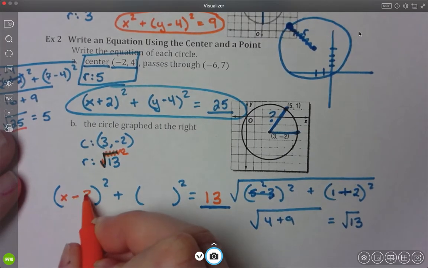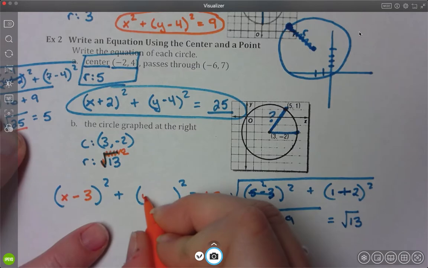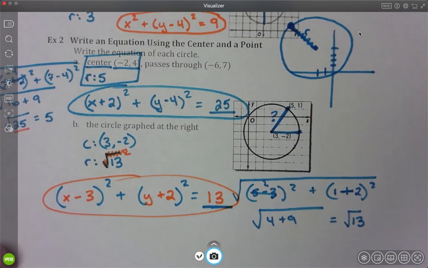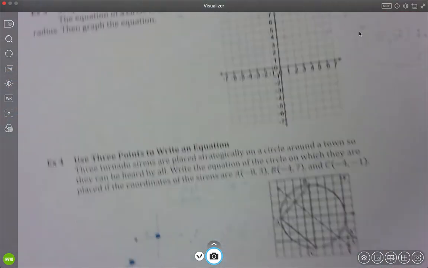X minus 3 is what will go inside of here, and y plus 2 will go inside of there. So that's going to be my equation. I'm kind of going through this fast, but hopefully this is pretty basic. Let's go to the back side.